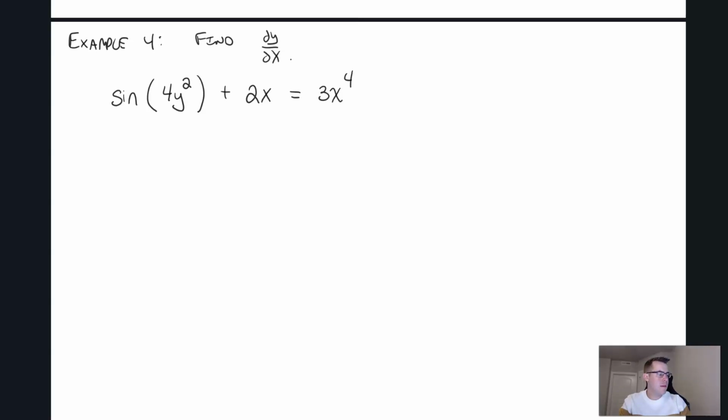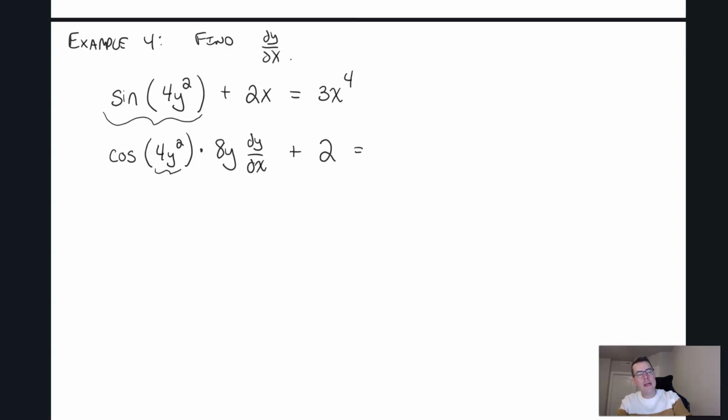All right, well, now that you've kind of attempted this, let's see if we can figure out what the answer would be. So remember, with sine, the derivative becomes cosine. You keep the inside, which is 4y squared, but then you multiply by the derivative of the inside, which would become 8y dy/dx. Plus, now the derivative of 2x is just 2, is equal to the derivative of 3x to the 4th, which becomes 12x to the 3rd. So now we just want to go ahead and solve for dy/dx.